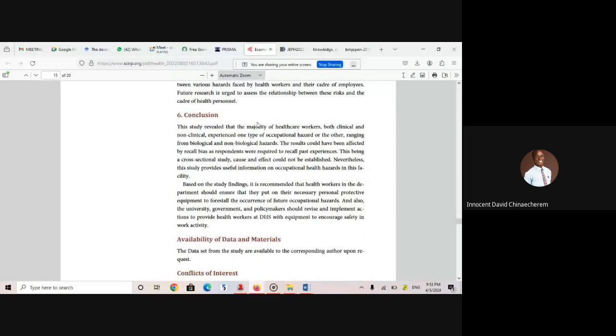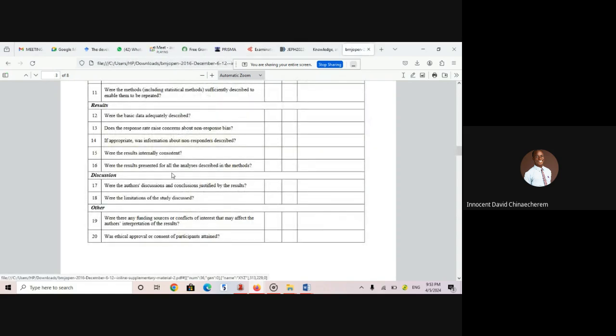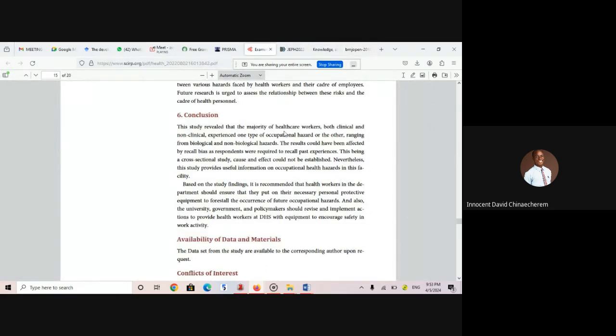This study revealed that the majority of the healthcare workers, both clinical and non-clinical, experience one type of occupational hazard. Now, remember, this is what the discussion is about. This is what the objective is all about. So that means in my conclusion, I made sure I was looking at occupational hazards among both clinical and non-clinical healthcare workers. The study reviewed that the results could be affected by recall bias and this and that.